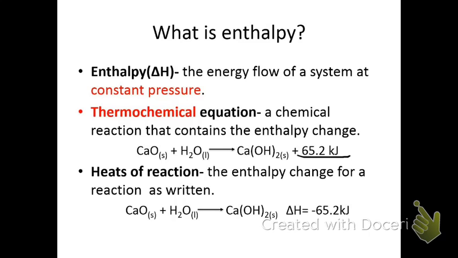Another way that you may see this written is as the heats of reaction. Now, the heats of reaction just show the reaction as it is, but you notice that on the outside it has this delta H equals negative 65.2 kilojoules. And we talked about this before: when we see this negative sign out front, this is our clue that it's an exothermic reaction, that heat or energy was released. Just like if we see a positive delta H value, that lets us know that energy was absorbed into the system.